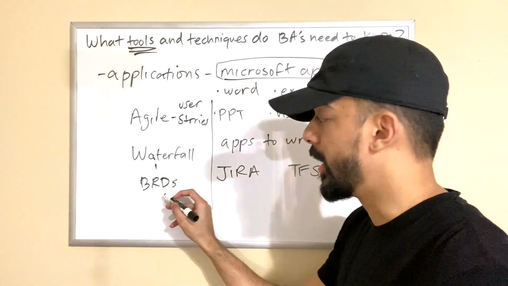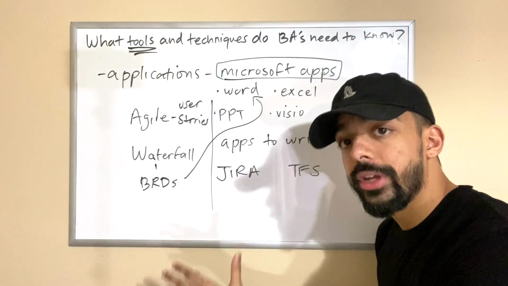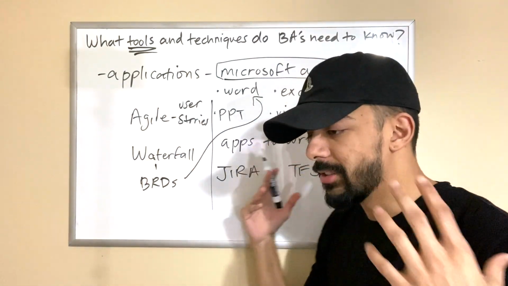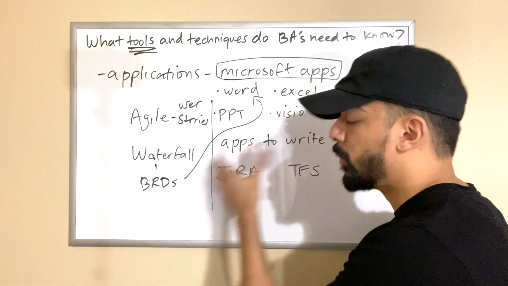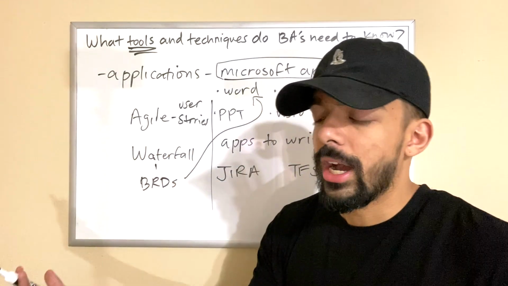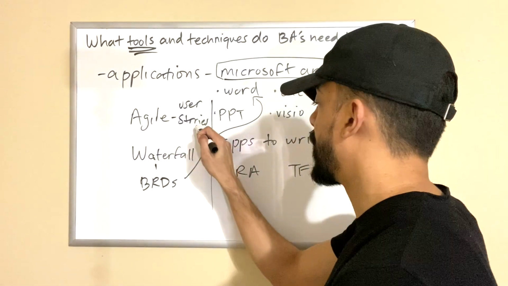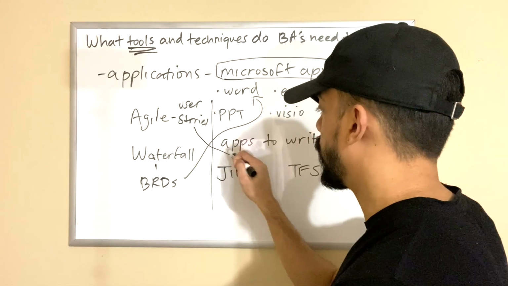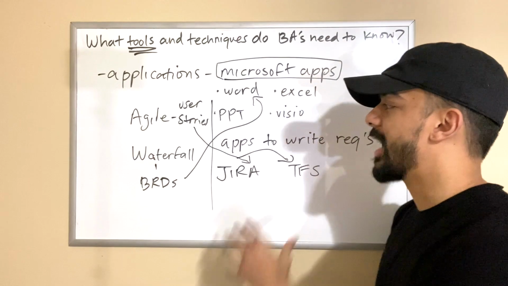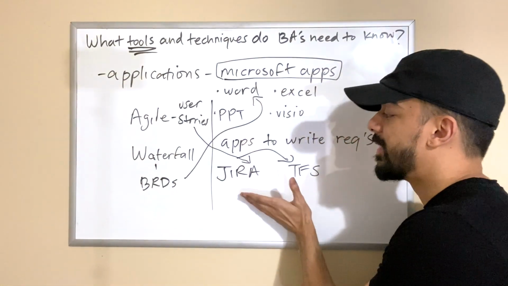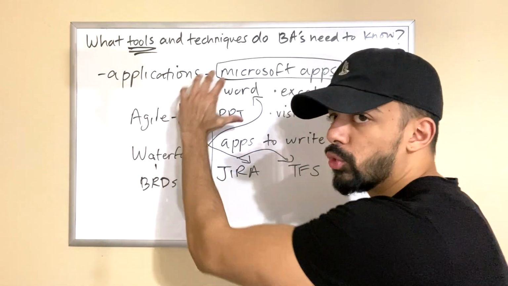So for BRDs, you will most likely be utilizing Word to be able to write them. Now, there are other companies that use different applications, but from what I've seen, you can just write them in Word. But then when you take user stories into account, you write them in Jira, or you can write them in TFS, or there'll be other applications. So that's why I said I didn't want you to get confused here. These are just other formats, other methods, other applications for you to capture this.